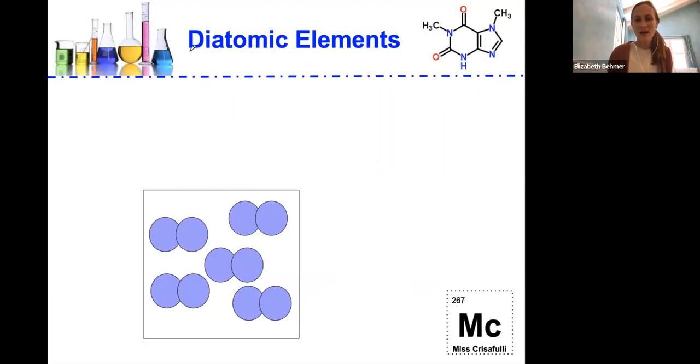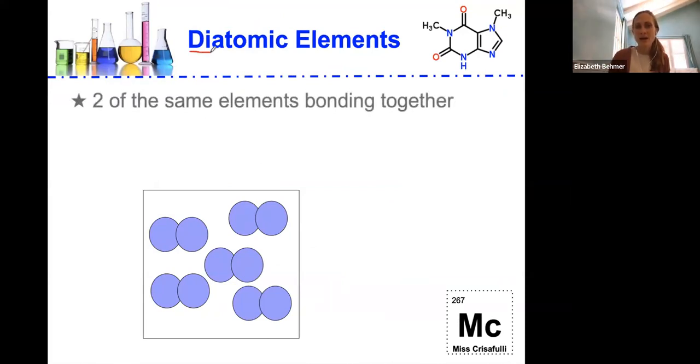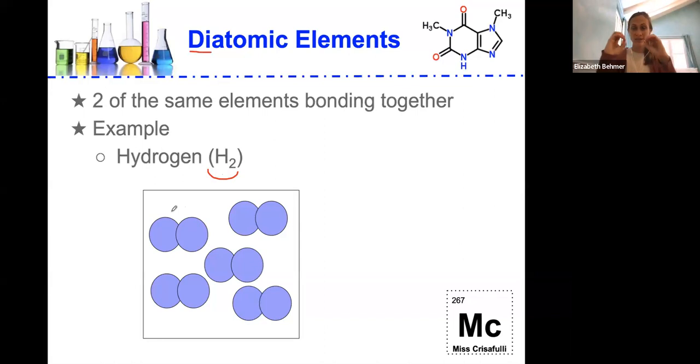A diatomic element, di is the prefix meaning two, and these are elements that contain two of the same elements bonded together. So for example, hydrogen is usually always bound to another hydrogen molecule. As shown here, each circle represents a hydrogen atom, and a diatomic element means there's two atoms bound together to form that element. So hydrogen H2 is an example of a diatomic element.